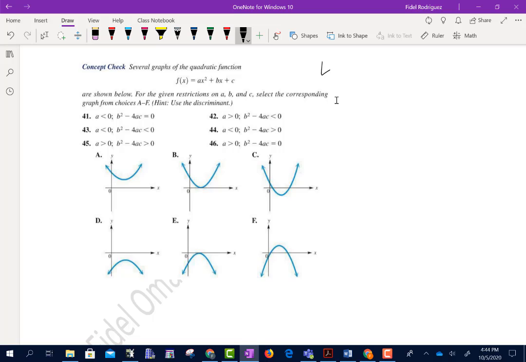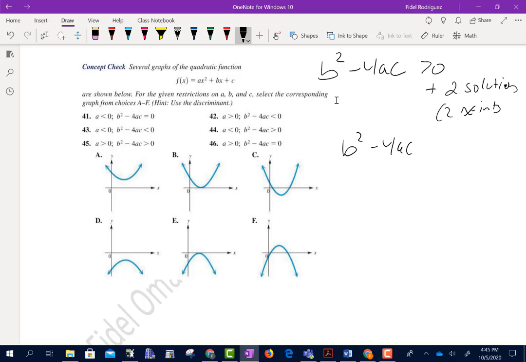So again, just a quick recap. The discriminant is this number right here, okay? When the discriminant is greater than 0, meaning it's positive, we're going to have two solutions, okay? That means we're going to have two x-intercepts. When b squared minus 4ac is equal to 0, we're just going to have one x-intercept. And when b squared minus 4ac is less than 0, we're not going to have any x-intercepts, okay?